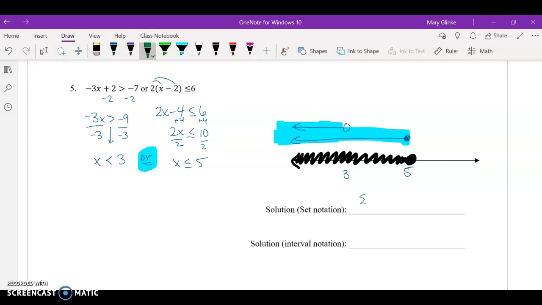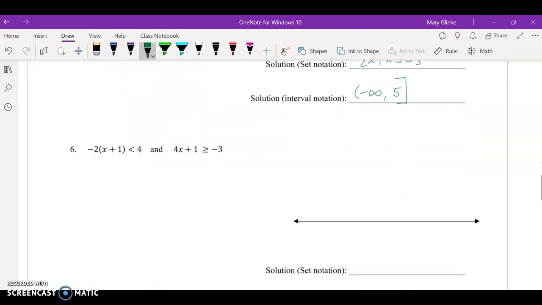Which means my final answer here is going to be x such that, and again, I only look at my final graph that I have here. Everything less than or equal to 5 is going to be the summary of my answer. So from negative infinity up to 5 with a bracket in interval notation.